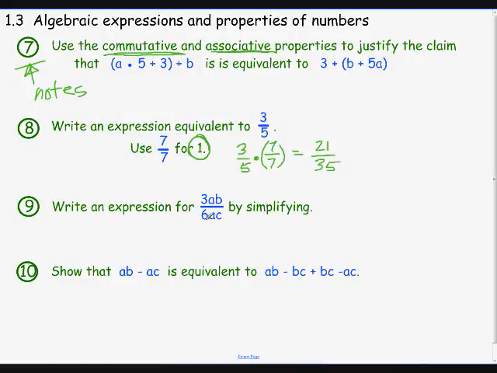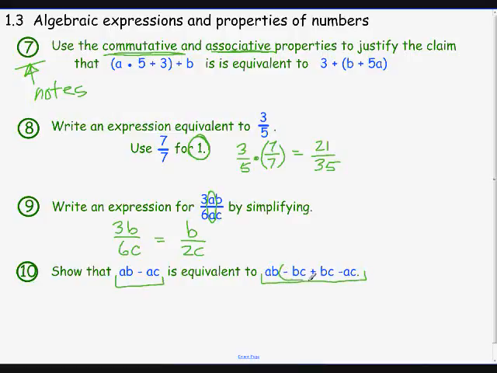Write an expression for this by simplifying. Well, I notice right off we have something which is equivalent to 1 in there. So I can say 3b over 6c. And the 3 over 6 simplifies. There we have it.